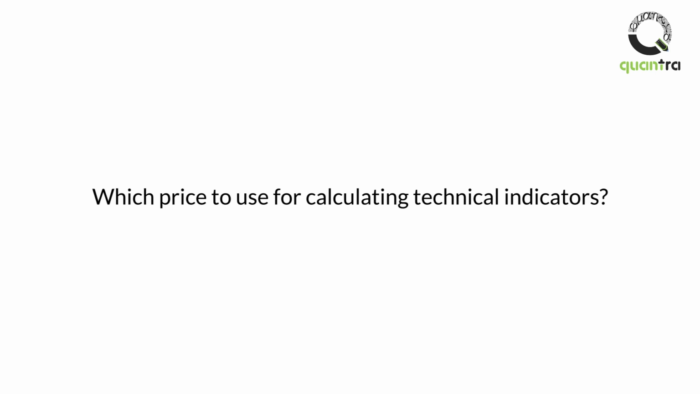So to answer this question, I would say that you should always use the raw close price, or better still, use the adjusted close price when you are calculating any sort of technical indicator value. The fractionally differenced close price is used when you are trying to make a series stationary and so on.